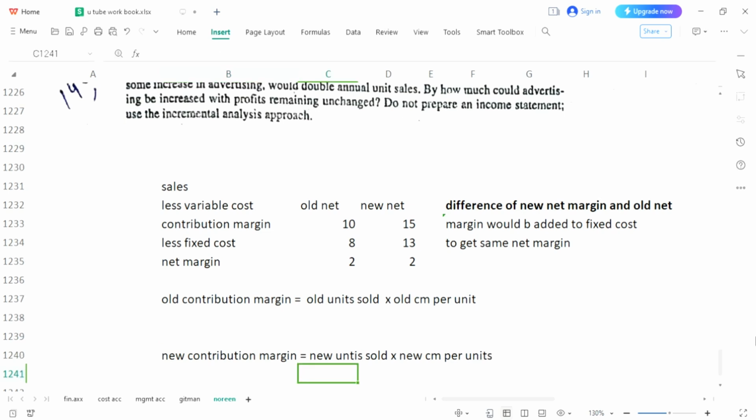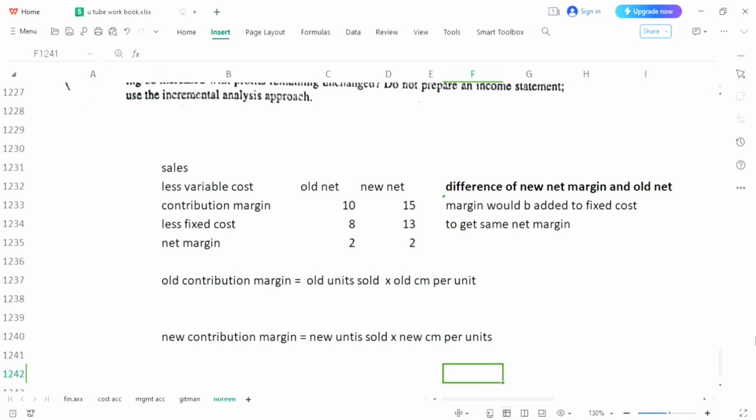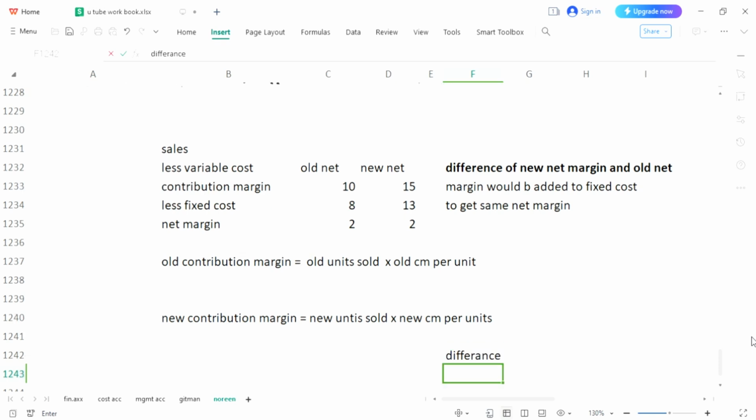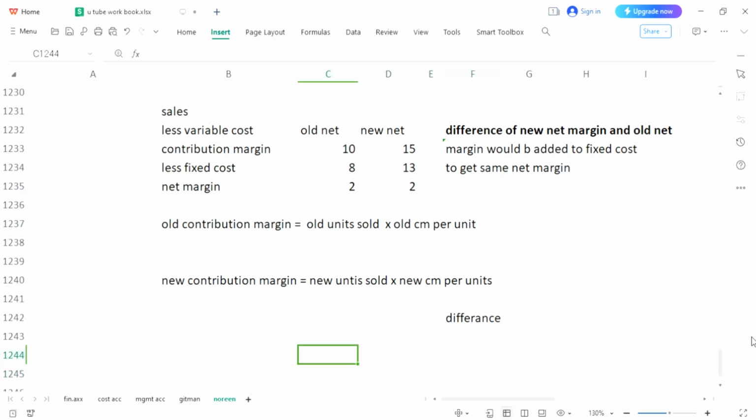Okay, the difference would be put over here and this difference would be added in fixed cost. So we will add the same difference in fixed cost. This difference is actually needed to be calculated. When this difference would be added in fixed cost, as we have added 5 in old fixed cost, we can get the same net margin. Our question requirement is the difference of old and new contribution margin.